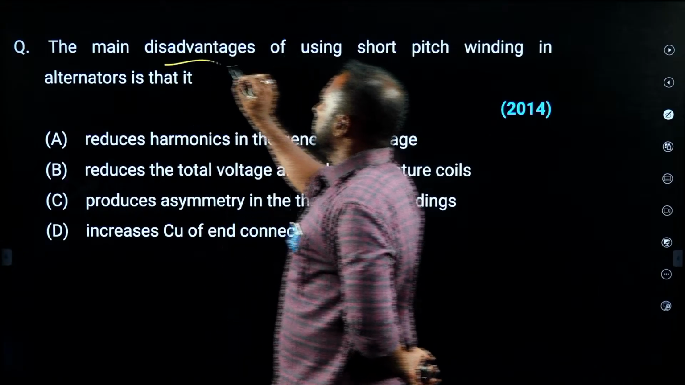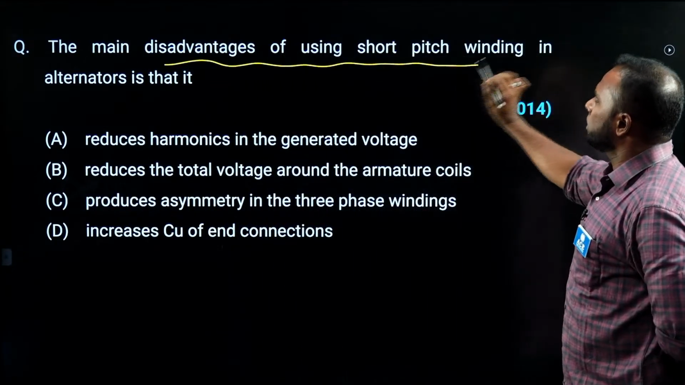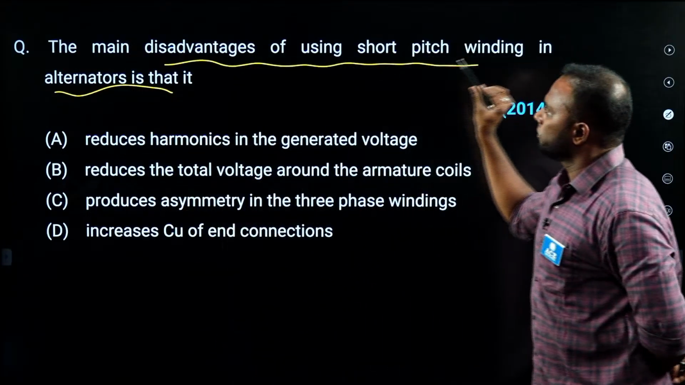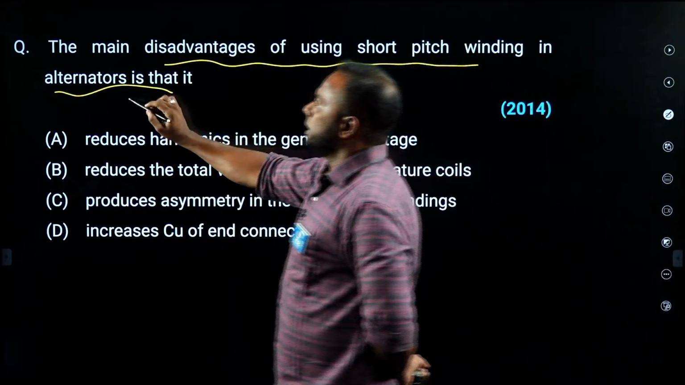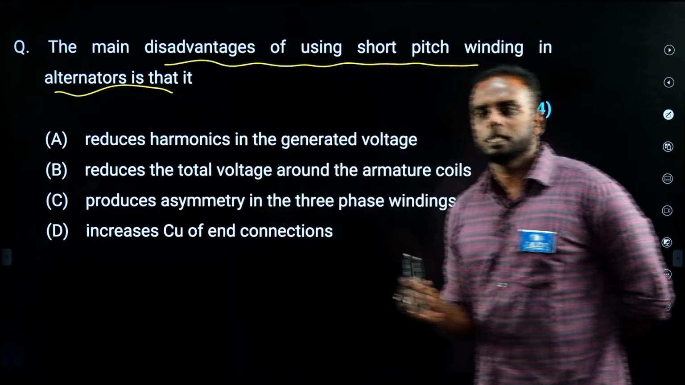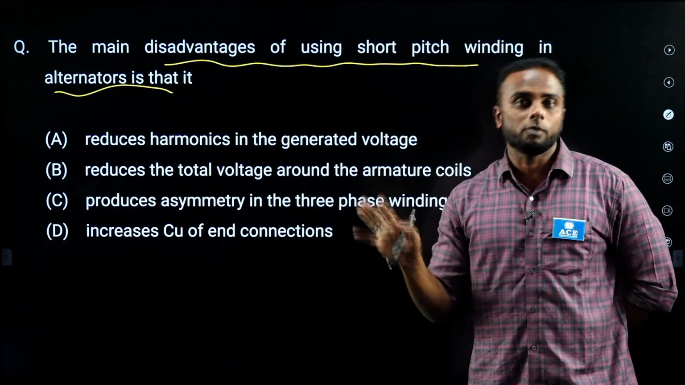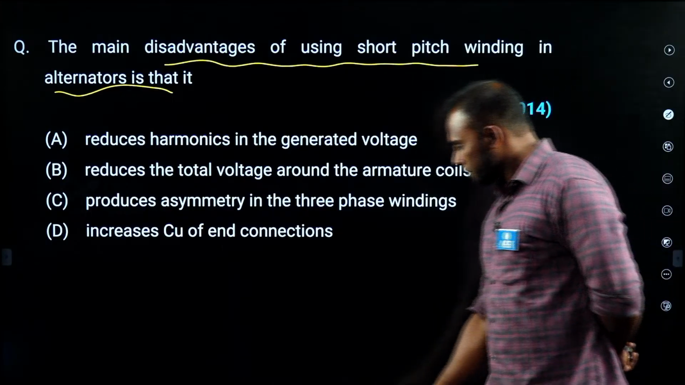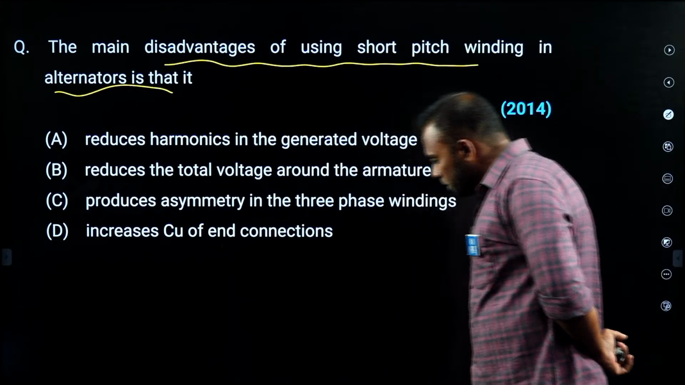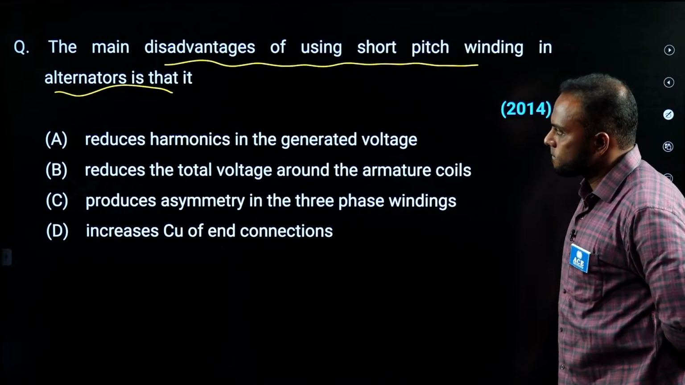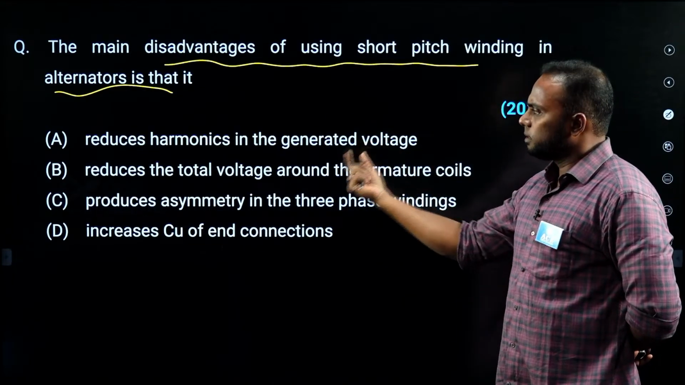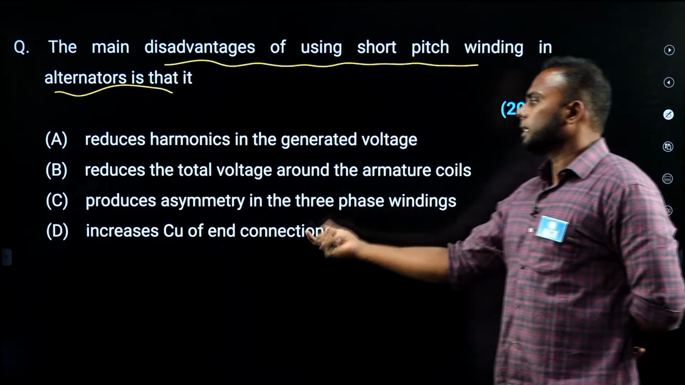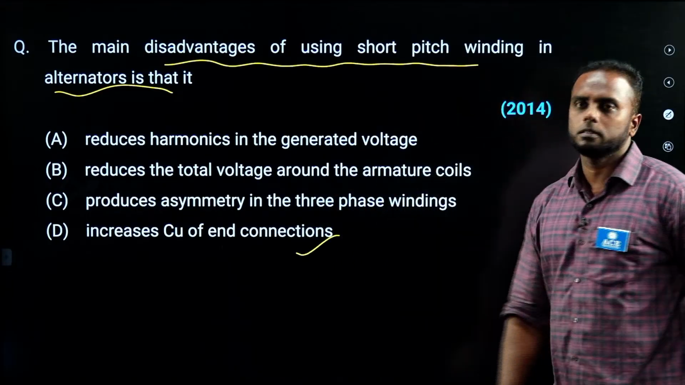See this question. The main disadvantage of using short pitch winding in an alternator is dash. Try to answer this yourself. We use short pitch winding for some advantages, but there is one disadvantage also. What is that? Need your answer. Options: reduces harmonics in generated voltage, reduces the total voltage, produces asymmetry in the 3-phase winding, increases copper of end connections. What is the answer for this?